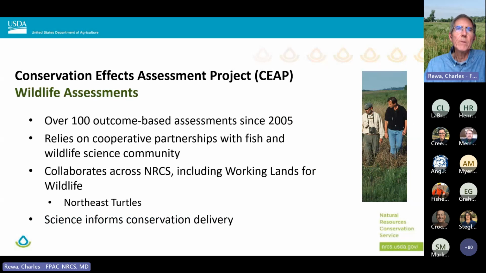But a few words on CEAP in general, CEAP Wildlife. Since 2005, we've conducted over 100 different outcome-based CEAP wildlife assessments through cooperative agreements with science partners and universities, NGOs, and other federal agencies.